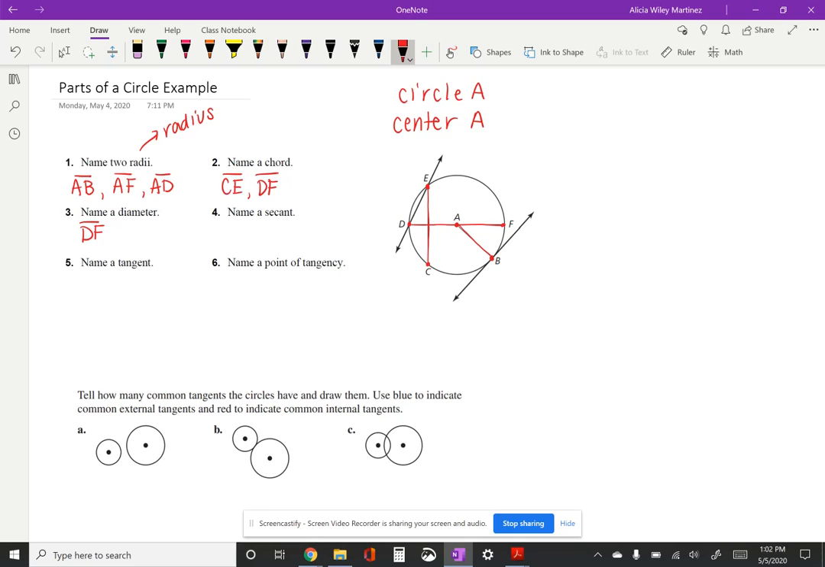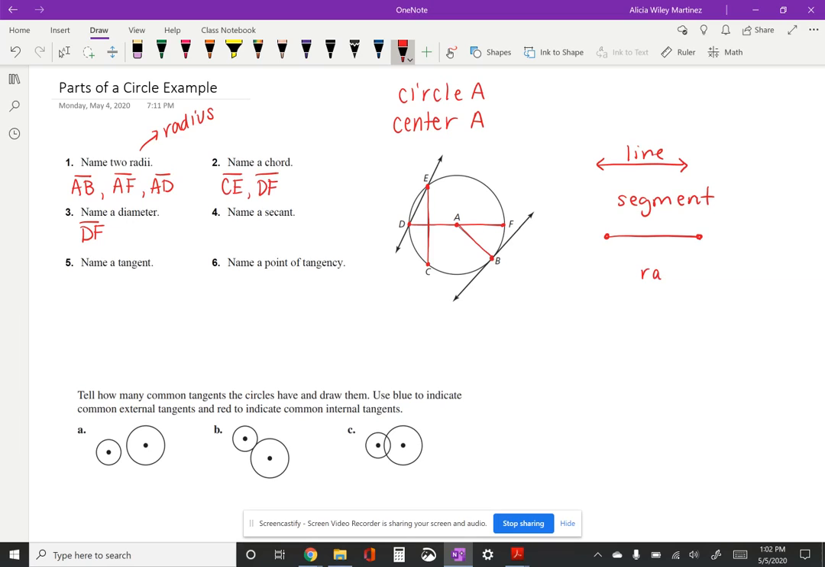Okay, all right. The next question says they want a secant line. A secant is a line that intersects a circle in 2 points. So it kind of looks like a chord, but it keeps going beyond the circle. And the way you know it's a line is it has arrows at the end. A line will have arrows at the end. A segment, as we know, should have endpoints at both ends.